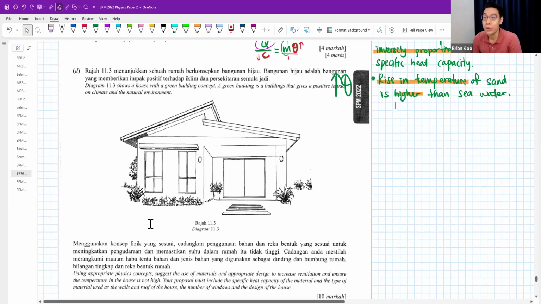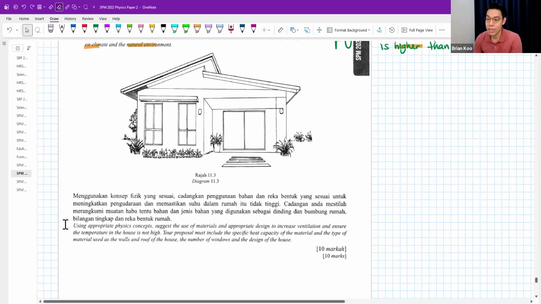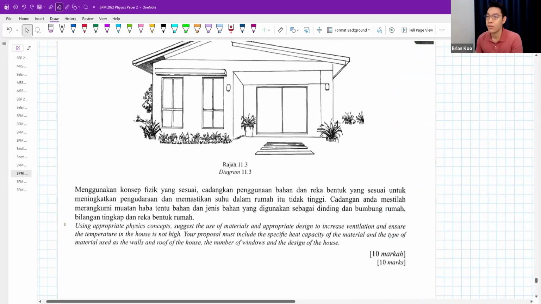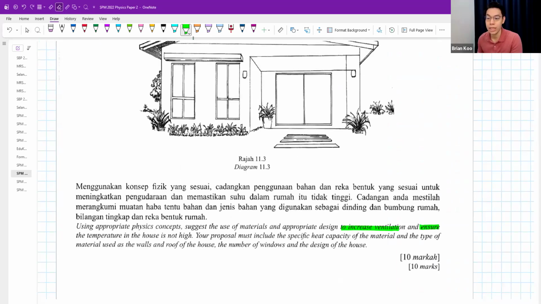The diagram shows a house with green building concept. A green building is a building that gives a positive impact on climate and natural environment. Using appropriate physics concepts, suggest materials to increase ventilation and ensure the temperature in the house is not too high. Your proposal must include the specific heat capacity of material, the type of material used as the walls and the roof, number of windows, and the design of the house.